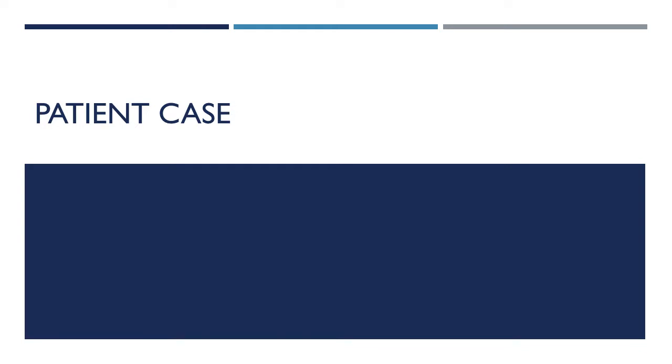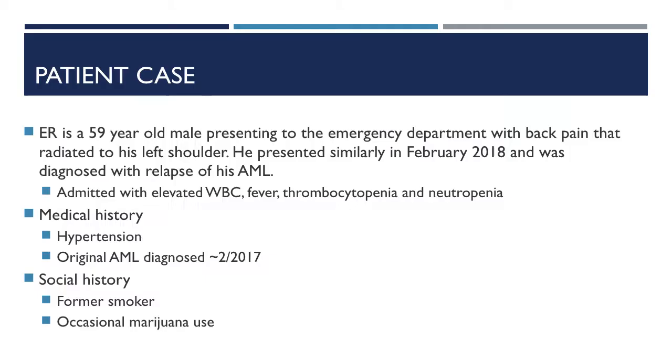So now I'm going to go into a patient case, and this patient is what drove this whole presentation since he is receiving our new FDA-approved drug, ivosidenib. So let me introduce you to ER. He's a 59-year-old male, and he presented to the emergency department at PVH with back pain that radiated to his left shoulder. He had presented similarly in February of this year, and he was diagnosed with a relapse of his AML. He was admitted based on an elevated white blood cell count, fever, thrombocytopenia, as well as neutropenia.